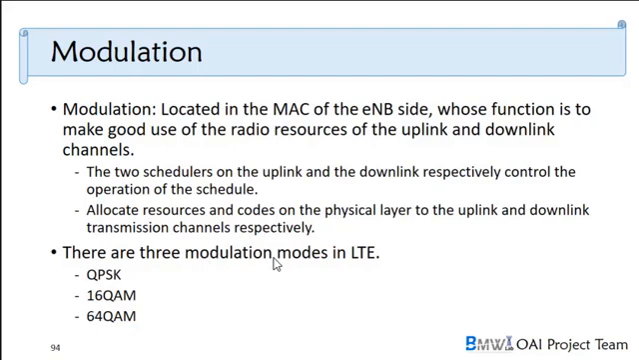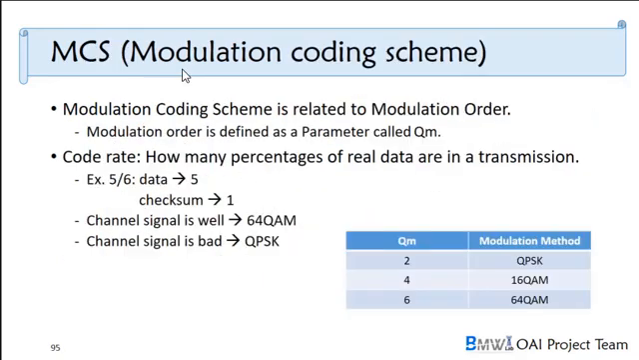And we have three modes in LTE, QPSK, 16 QAM, and 64 QAM. And this is MCS. It's a coding scheme related to the modulation order. The modulation order is Qm. For QPSK, the Qm is 2, and 16 QAM is 4, and 64 QAM is 6.